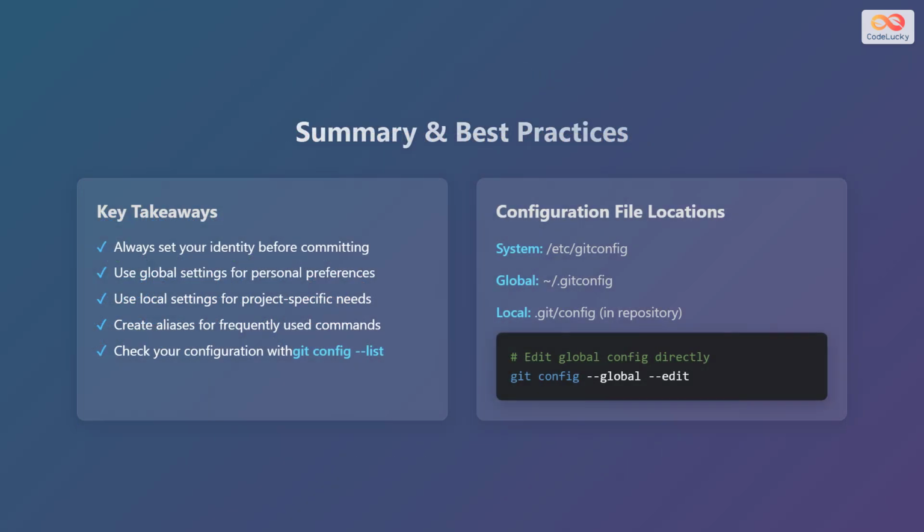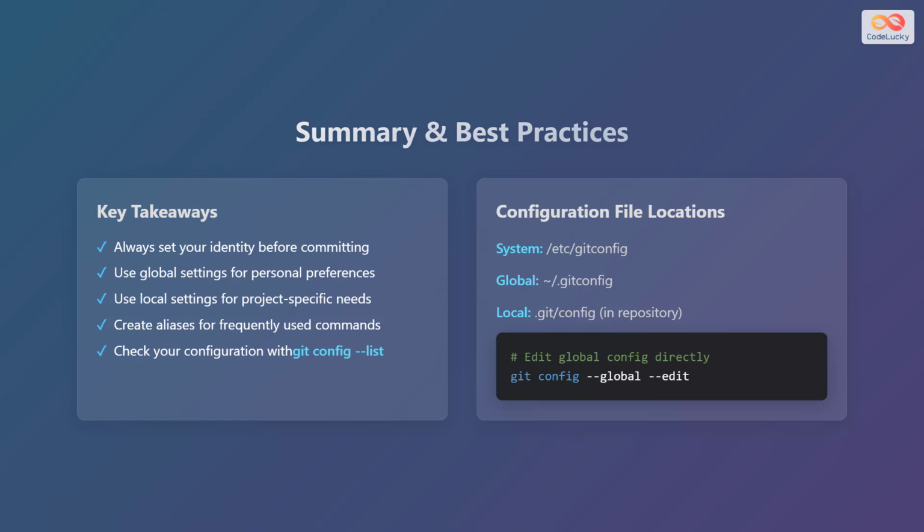Let's summarize the key takeaways and best practices for configuring Git. Always set your identity before committing to ensure proper attribution. Use global settings for your personal preferences across all repositories. Use local settings for project-specific needs to avoid conflicts. Create aliases for frequently used commands to improve efficiency. And regularly check your configuration using git config --list to ensure everything is set as expected.